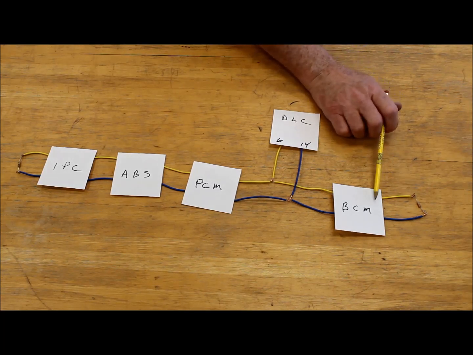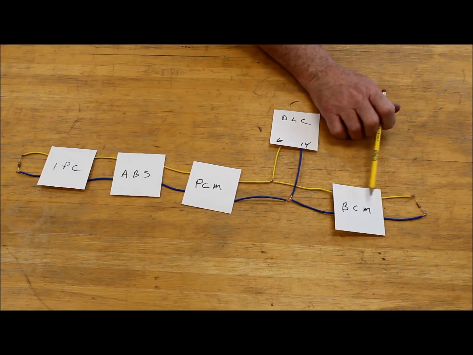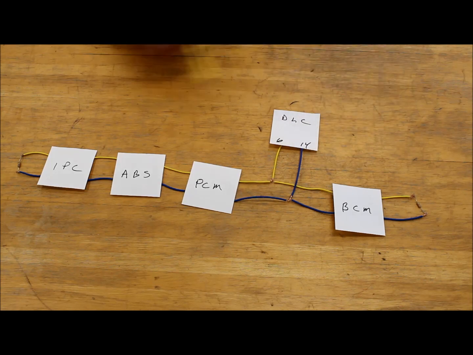Like it could just as easily be inside the PCM rather than outside the BCM. Same with this one. It could be built into the instrument panel cluster. You'll see both. In fact, I think the car we're going to look at, you'll see one of them is embedded in a module and one of them is just in the wiring harness.